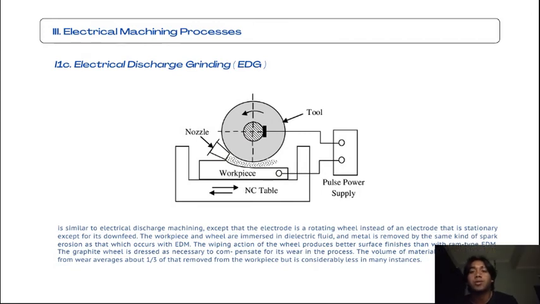So now we're going to the second subtopic from the third subtopic from EDM, which is electrical discharge grinding, or EDG, which is similar to electrical discharge machining, except that the electrode is a rotating wheel instead of the electrode that is stationary except for the down feed. The workpiece and the wheel are immersed in dielectric fluid, and metal is removed by the same kind of spark erosion as that which occurs with EDM.